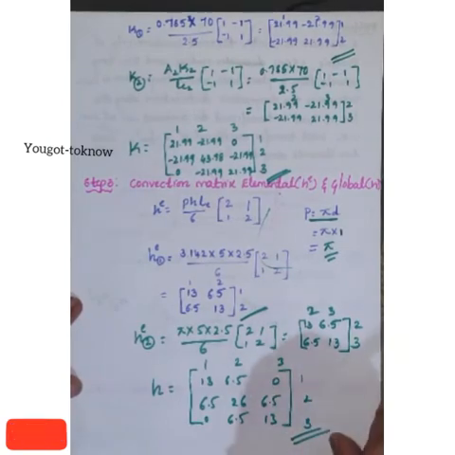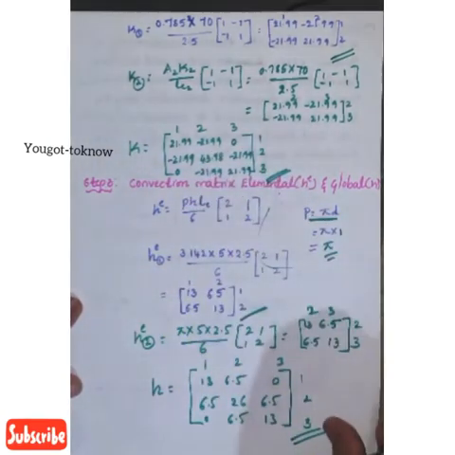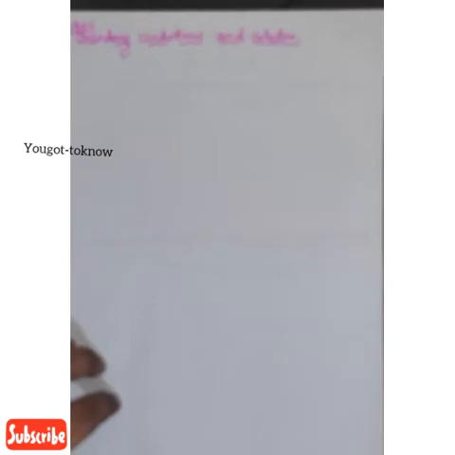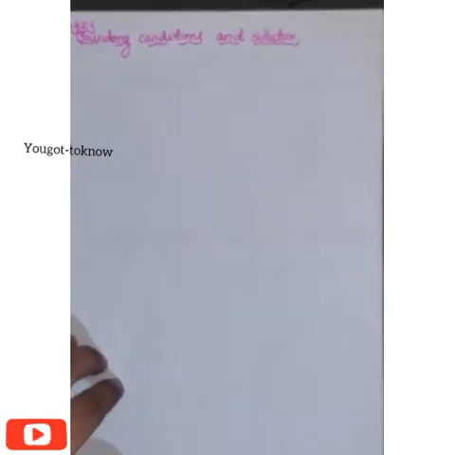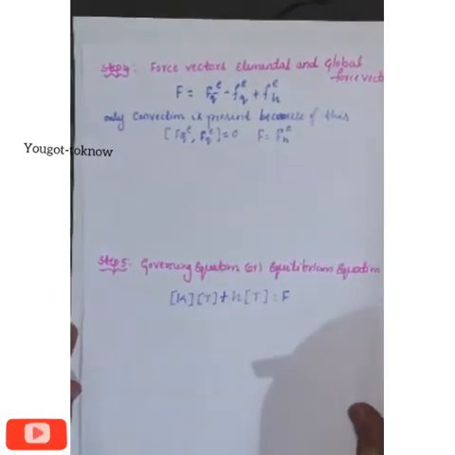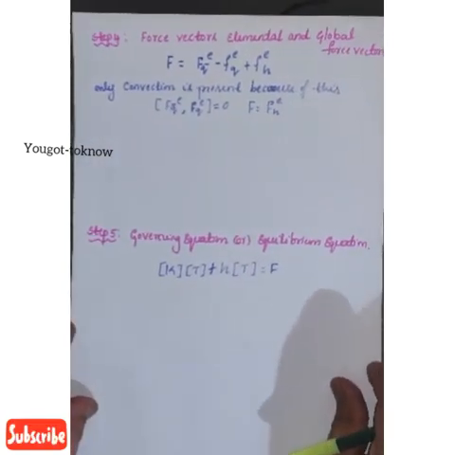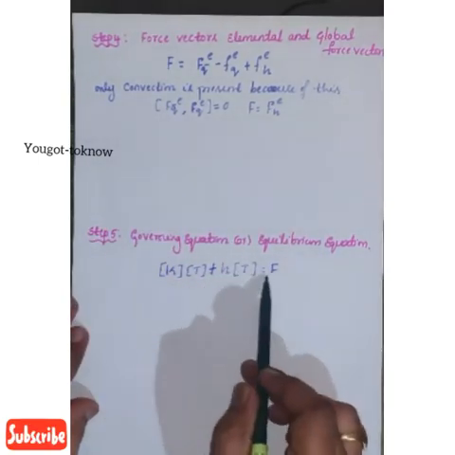This is your H matrix. Now, you got H matrix, you got K matrix. What is the next step you want to do? The next step is calculating your force vector. See, force vector, because what is your equilibrium equation? Just observe your equation. Equation is K into T plus H into T equals to F.